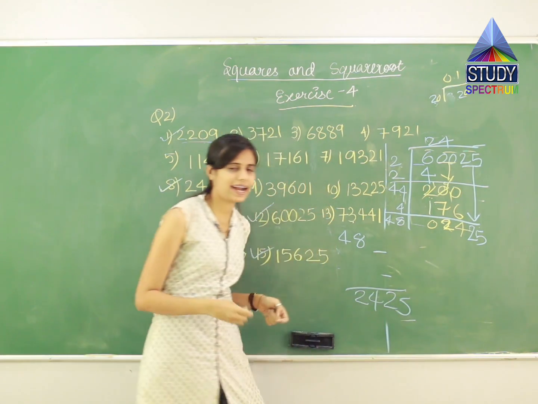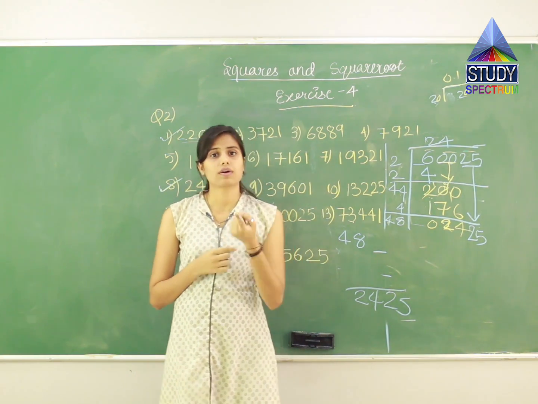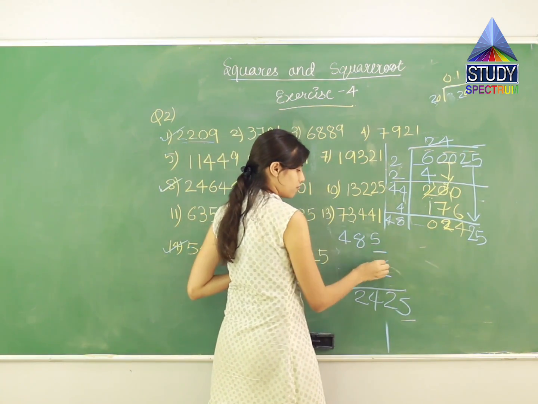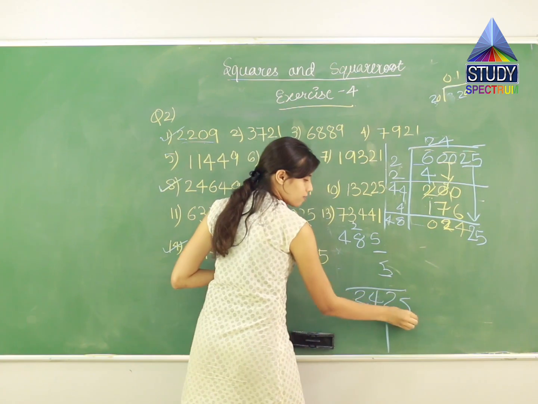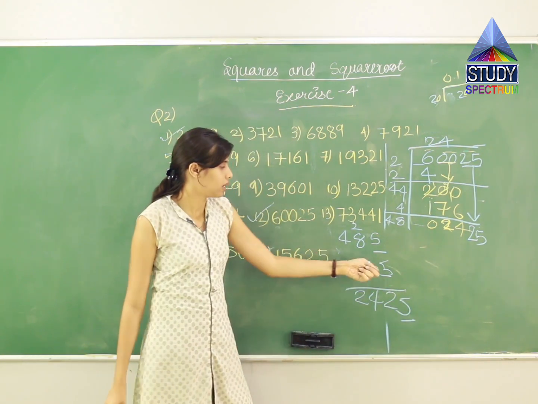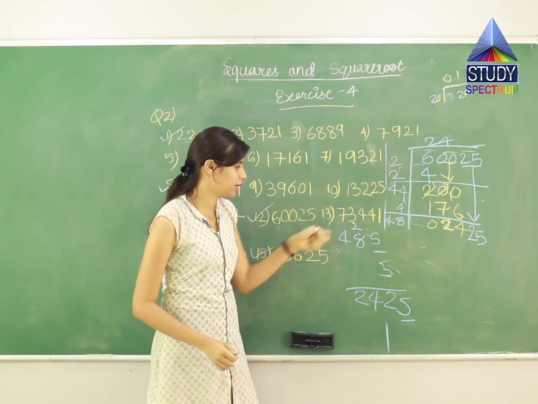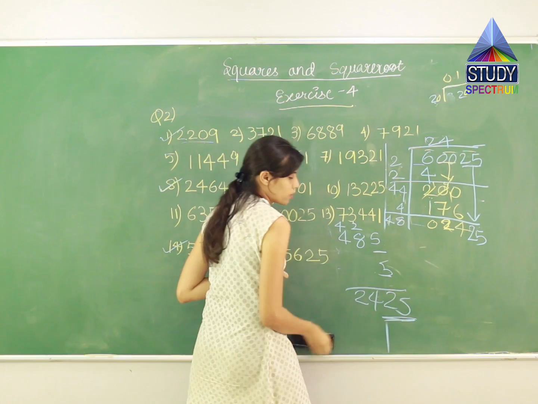Now tell me what we need at the end. 5. Tell me whose square has 5 at the end. 5 square, because 5 5s are 25. So let us write 5, 5. 5 5s are 25. 2 over here, 5 over here. So we got this 5. Now 8 5s are 40. 8 5s are 40, 41, 42. So what do we have? 4 and 2 over here. So see, we got the numbers 25.